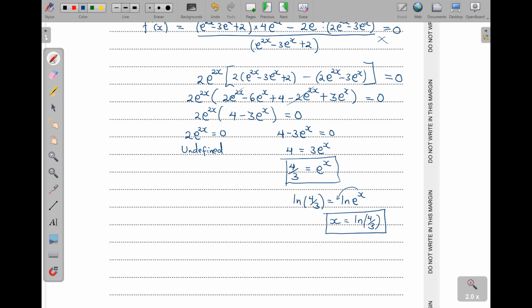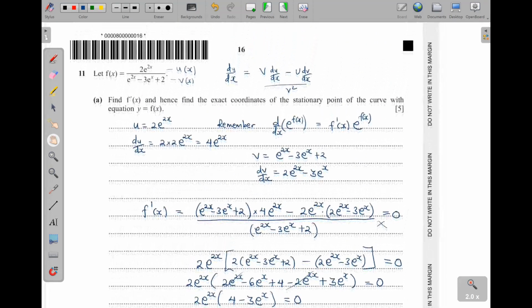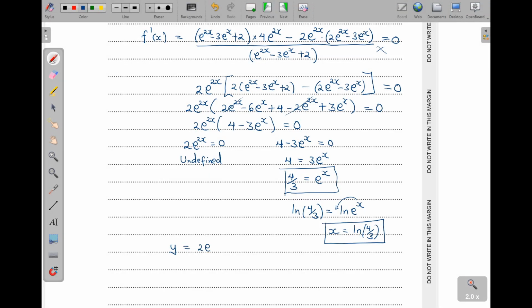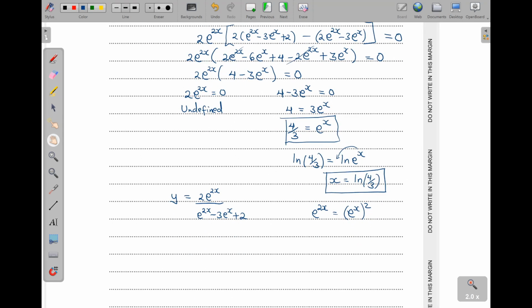See that? Then the value of y is now going to be, we are given 2e power 2x out of e power 2x minus 3e power x, then plus 2. It should be noted that e to the power of 2x is the same as e to the power of x, then squared. Now already we have e to the power of x here, which is 4 over 3. So that means I'm going to put here 2, then times 4 over 3, then squared, and then here I'll have 4 over 3 squared minus 3 into 4 over 3, then plus 2.